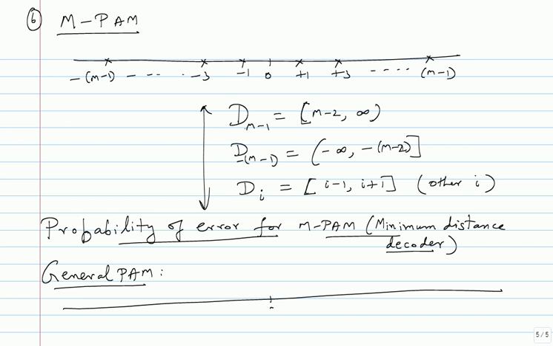If my distance between minus 1 and plus 1 has to be D, what should I say this is? Minus D by 2 to D by 2. So my next point would be 3 times D by 2. Point on this side would be minus 3 times D by 2. So on till M minus 1 times D by 2, and so on till minus M minus 1 times D by 2.